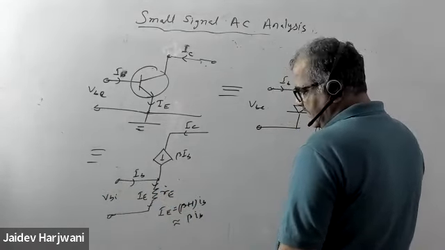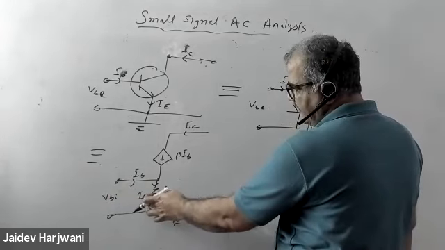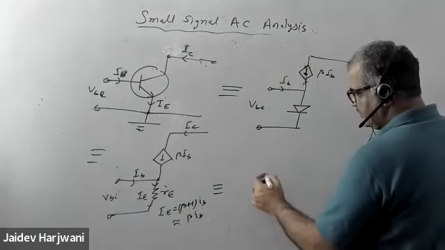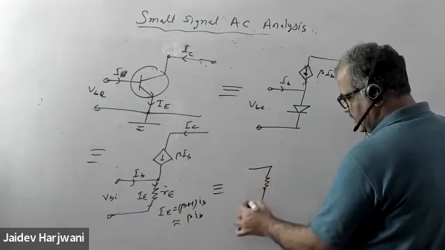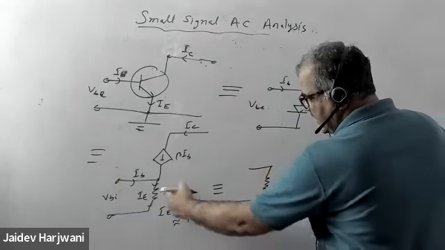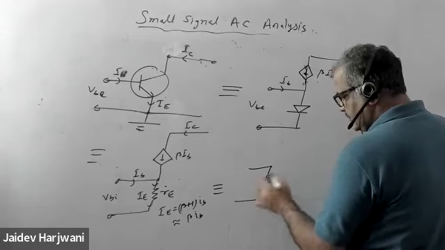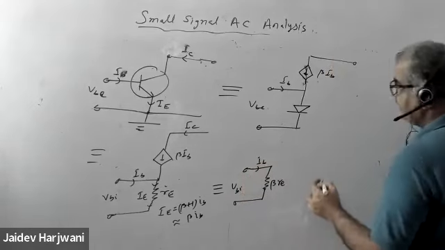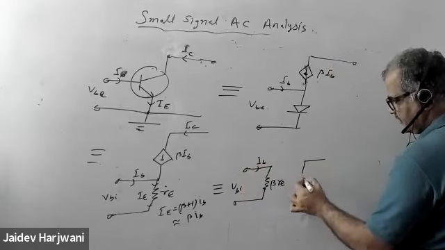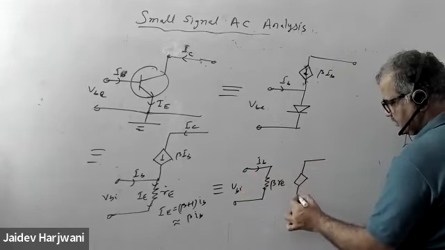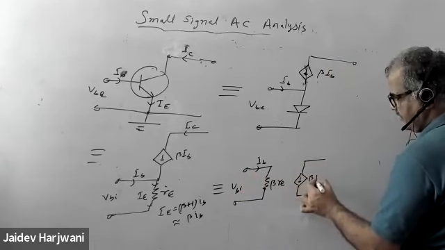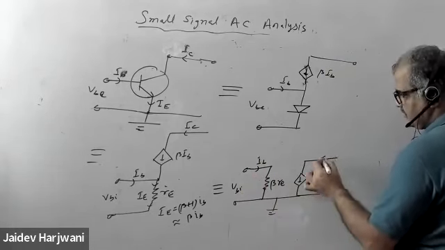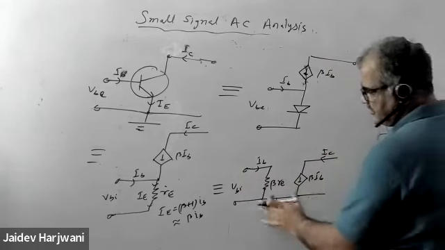But I want to isolate this IE. I want to make it IB. So this can be converted to IB by simply changing RE to beta RE. And then VBI, you have IB. And this is again separated out. This becomes your beta IB. This can be made ground. So this is IC coming here. So this is the equivalent circuit of this one.